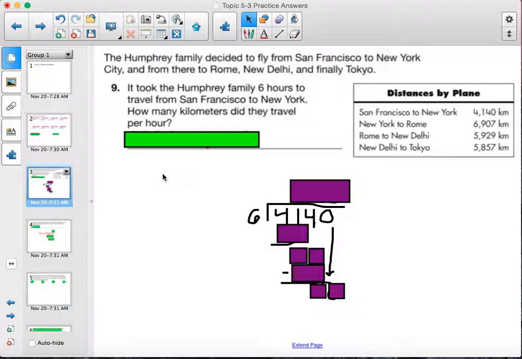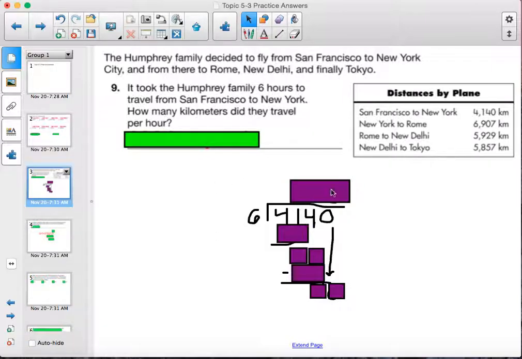Here we go. Number 9. The Humphrey family decided to fly from San Francisco to New York City, and from there to Rome, New Delhi, and finally Tokyo. Here's the distances in the table that they traveled from location to location, and this is what you will use to answer problems 9 and 10. Number 9, it took the Humphrey family 6 hours to travel from San Francisco to New York. How many kilometers did they travel per hour?